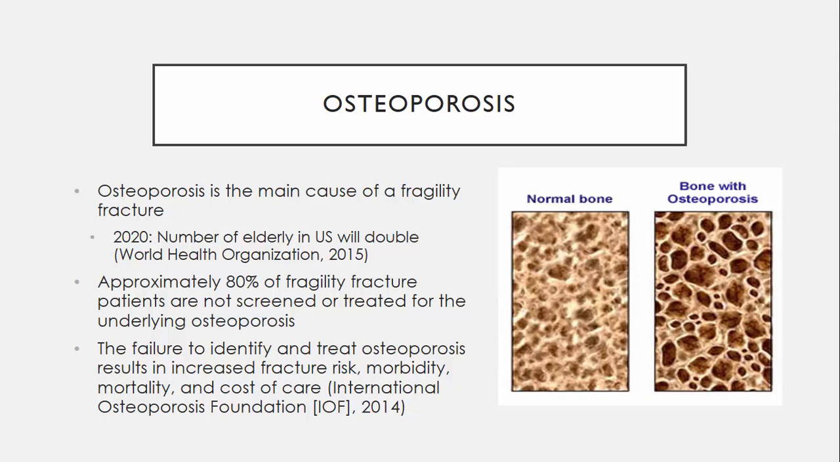The incidence and prevalence of osteoporosis is expected to increase as the population ages. The elderly population is rapidly increasing in size, with the number of individuals living past 60 years of age increasing worldwide. The World Health Organization estimates that by 2020, approximately 22% of the world's population will be over the age of 60. That's double the rate from 2015.